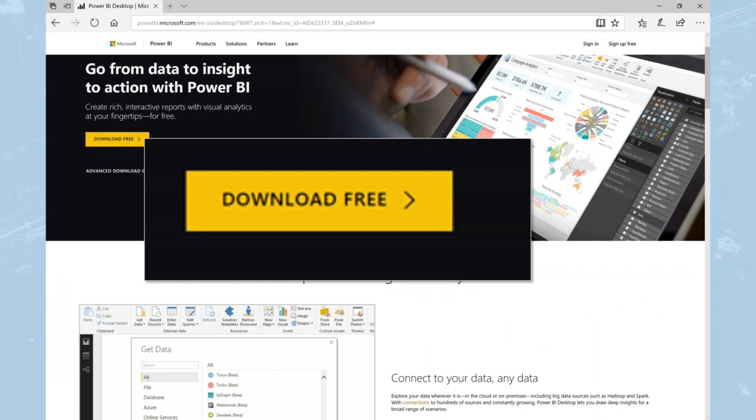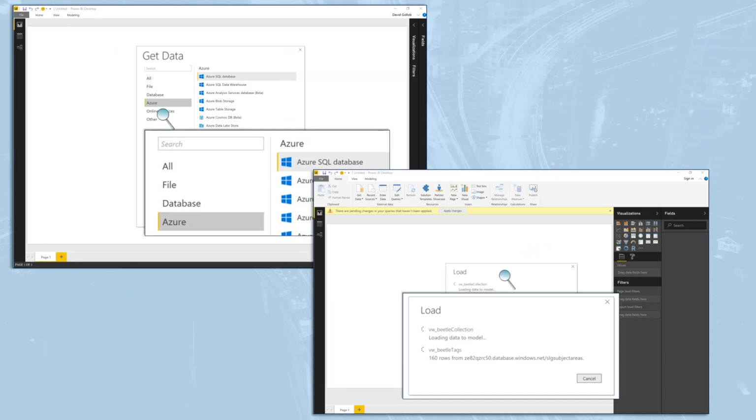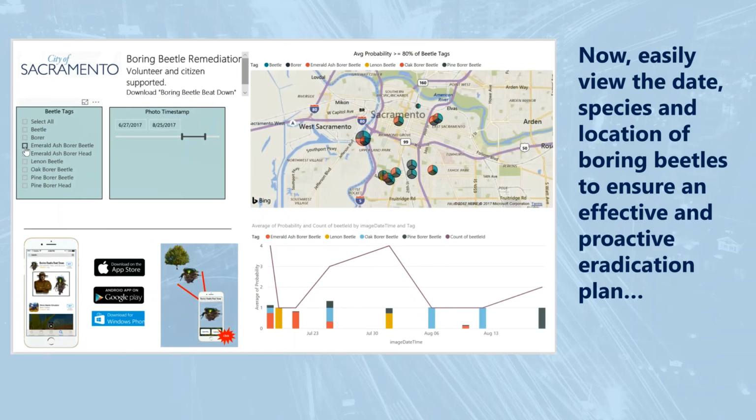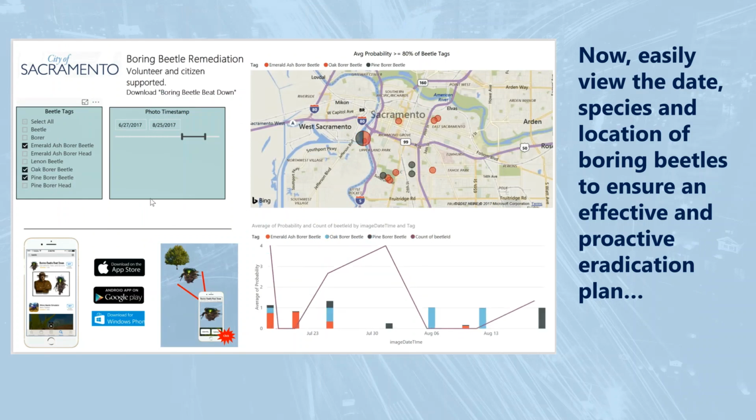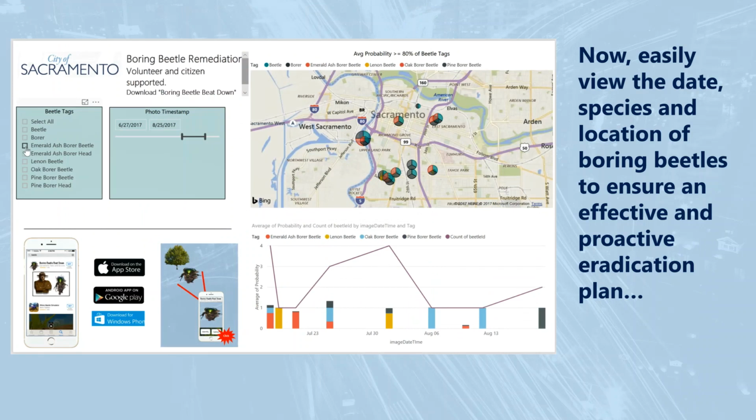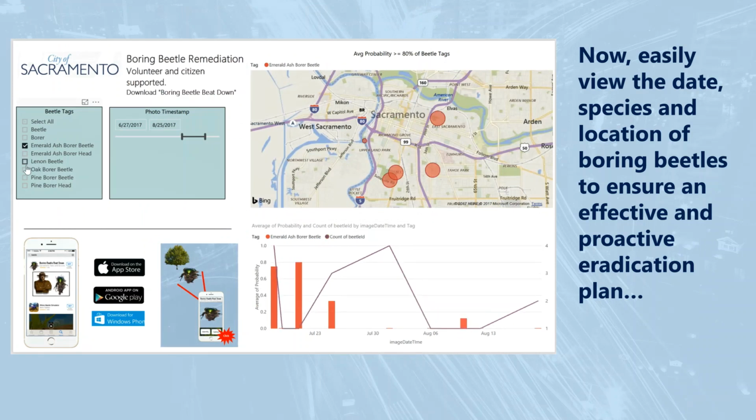Now, with the beetle tags, predictions, image URL, and other metadata stored in SQL DB, we can download the free Power BI Desktop authoring tool, and we can get data from Azure SQL DB boring beetle prediction data, allowing us to easily author fantastic visualizations in Power BI, resulting in actionable analytics where we can slice across beetle species, location, and date to target beetle remediation plans.